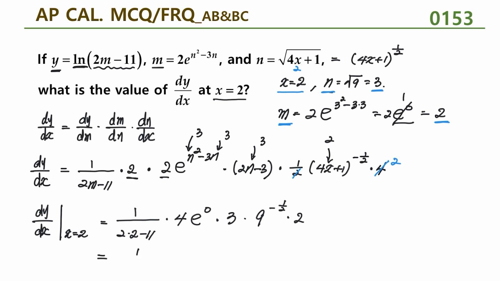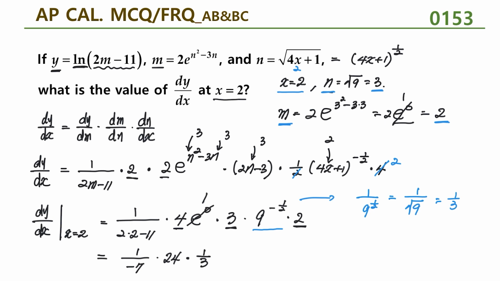So that's 1 over 4 minus 11, that's negative 7, right? Negative 7. Here, 4 times e to the 0, that's 1. So 4 times 3, 12. 12 times 2, that's 24. Right? Here, this value is 1 over 9 to the power of 1/2, right? That's the square root of 9. That's 1 over 3, right? So times 1 over 3. So if we simplify this, that's going to be 8.